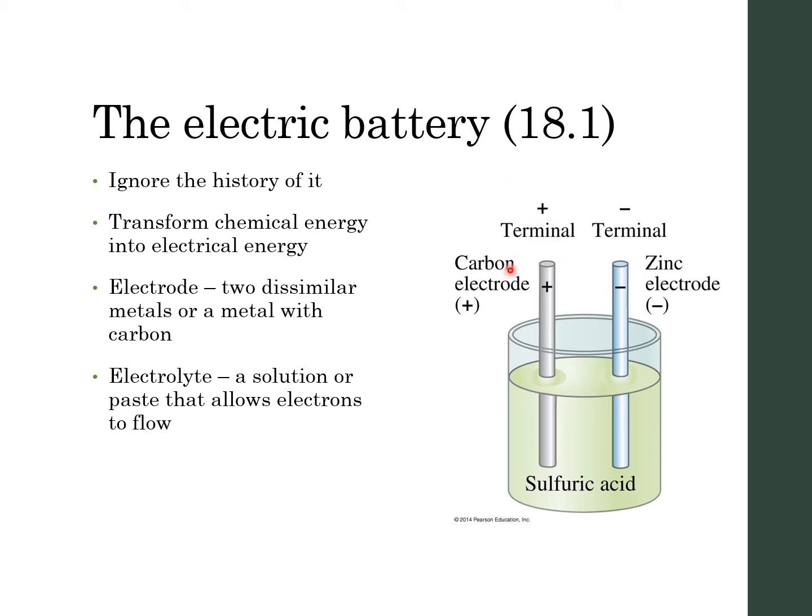So here we have a zinc carbon battery. This carbon electrode and this zinc electrode are our metal with carbon. And these would be connected to wires going out into our circuit. We then have our electrolyte, which corresponds to our sulfuric acid. And a chemical reaction is going to occur between our electrodes and our sulfuric acid that results in a flow of electrons. So you'll notice here that we already have a plus terminal and a minus terminal.